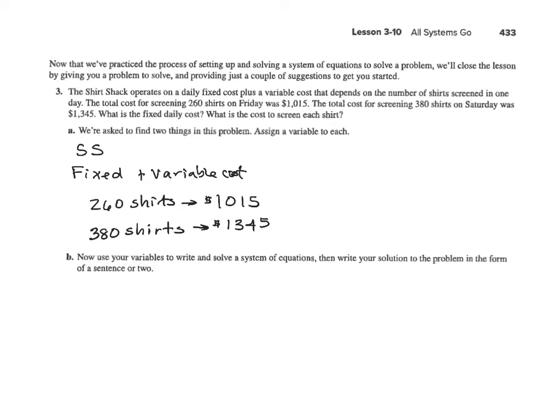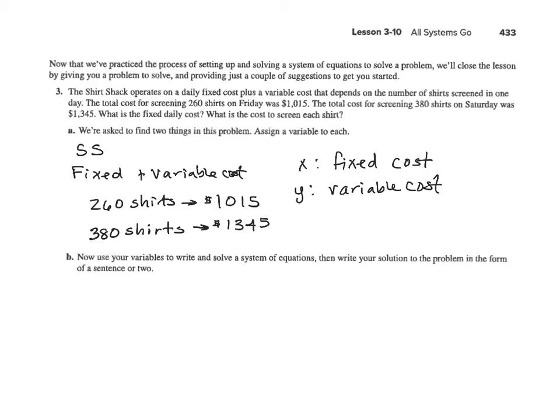So we're asked to find two things in this problem. Assign a variable to each. So let's let x be the fixed cost, and let's let y be the variable cost, and that is the cost to screen each shirt. Okay, on B, it says now use your variables to write and solve a system of equations.